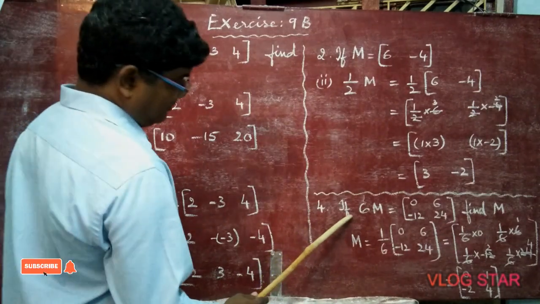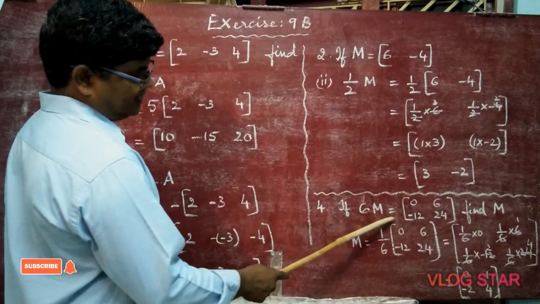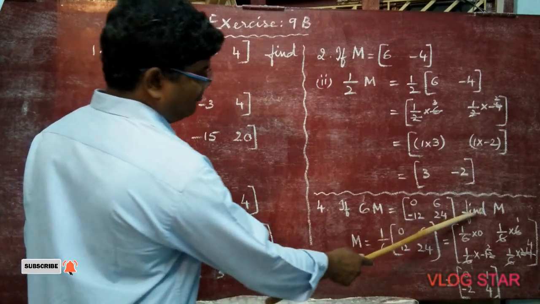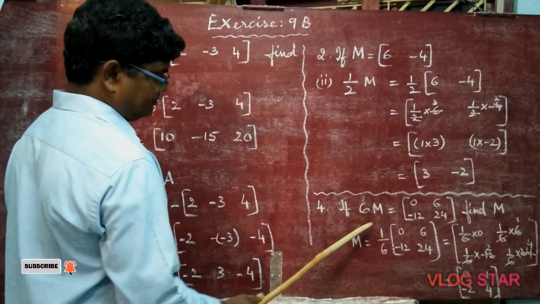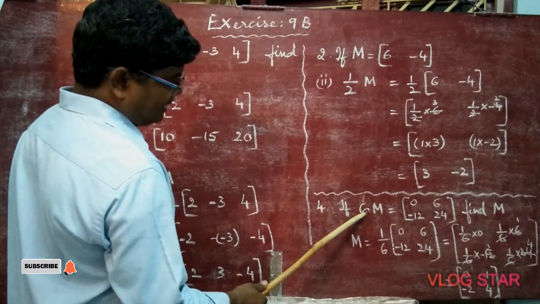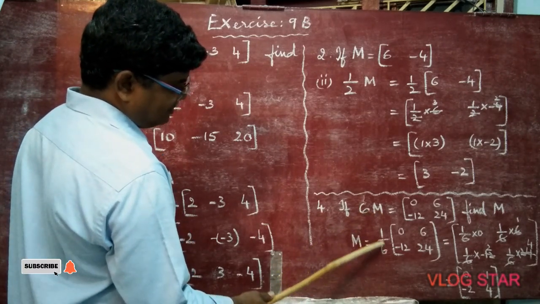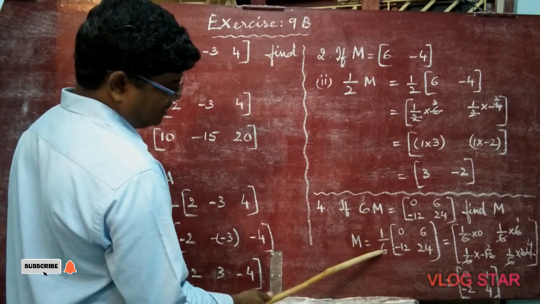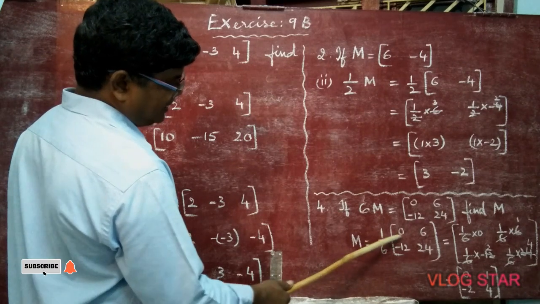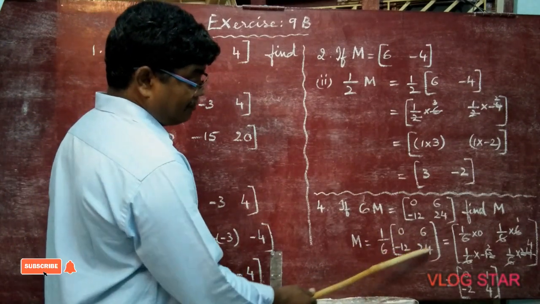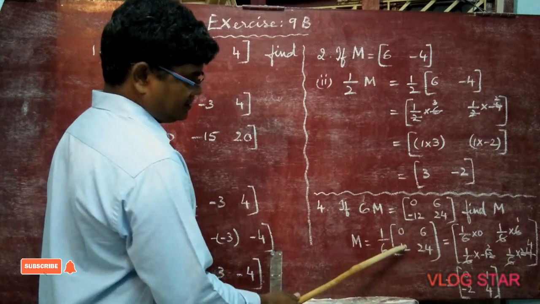Fourth problem. If 6m is equal to [0, 6, -12, 24], find m. We have to find m. What is the meaning of 6m? 6 into m. Multiplication goes that side, division. So 1 by 6 goes to the denominator. With 1 by 6, you have to multiply each member. Each member. These are called members or elements.